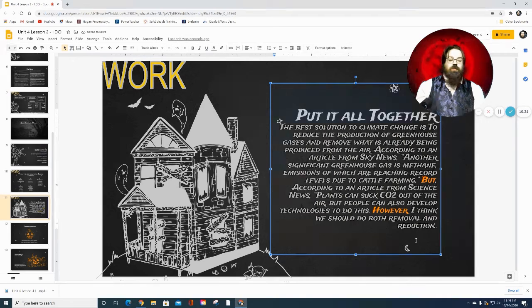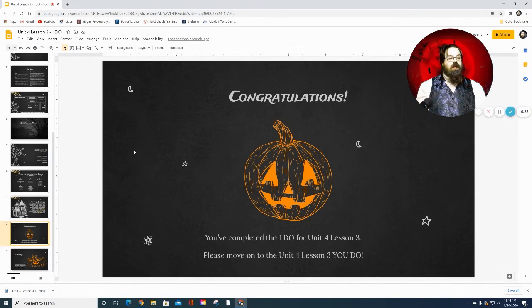And so now we have both those things in there, and we put it all together into one response, even though we have two things. The real big thing here is to make sure you're saying according to, and then where the article came from, or you can say who wrote it, or anything of that nature. All right, congratulations, you finished your I Do for Unit 4 Lesson 3, and now it is time to move on to the Unit 4 Lesson 3 You Do. Good luck.